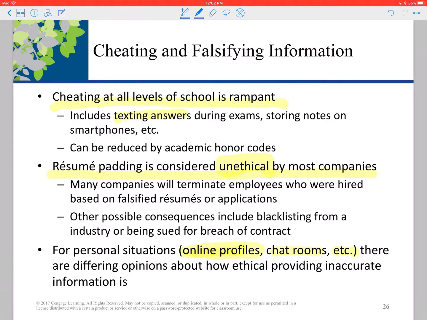Texting answers during exams, storing notes on smartphones, these things are unethical and are a violation of the student code of conduct. And the way that you'll see this come to fruition in this course is when you take the final exam, it will be proctored, and you will not be allowed to have a smartphone with you or any other device, because that examination wants to measure the learning that you have been engaged in, not your ability to discreetly send text messages or to discreetly access your phone. Okay?